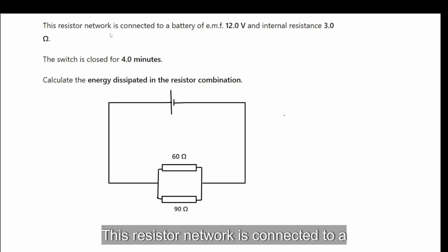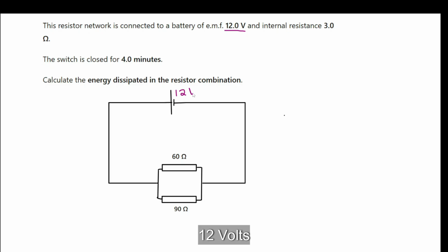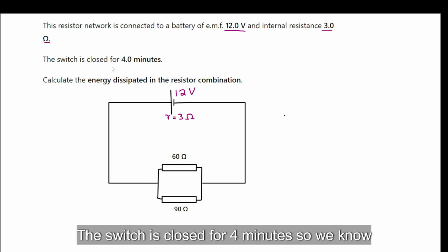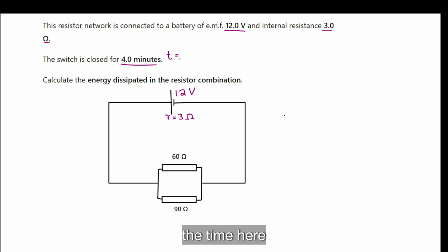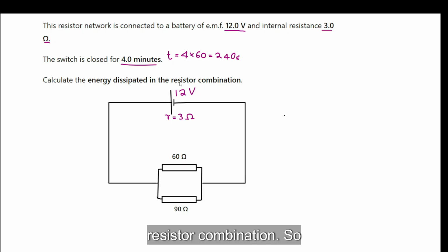This resistor network is connected to a battery of EMF 12 volts. So let's mark this one here, 12 volts, and internal resistance 3 ohms. So we know lowercase r here is 3 ohms. The switch is closed for 4 minutes. So we know the time here is 4 times by 60, 240 seconds. The question is, calculate the energy dissipated in the resistor combination.